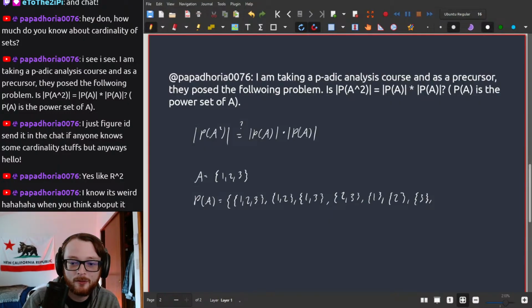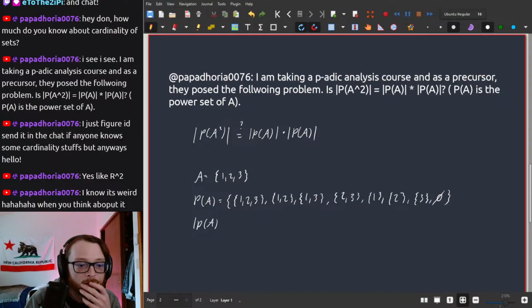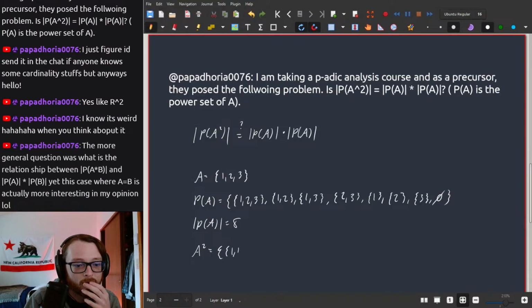Wait, how do you make the empty set? Is it like that, I think? I don't remember. So that's 1, 2, 3, 4, 5, 6, 7, 8. So A squared is 1, 1.